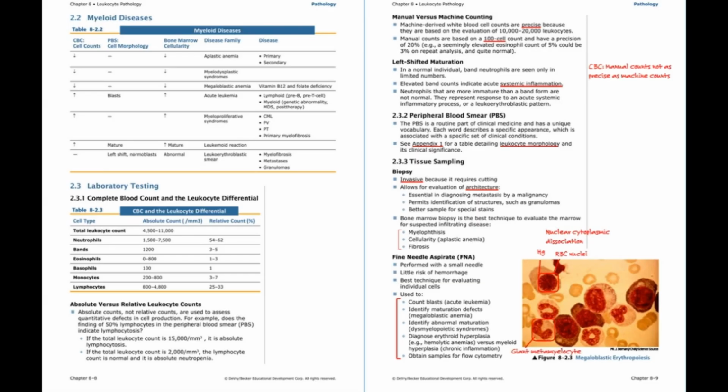As well, abnormal maturation, like we see in the myelodysplastic syndromes, is done off the smears of a fine needle aspirate. We can judge proportion of red cell and myeloid production. And then as well, because they're individual cells, these are great samples for flow cytometry.